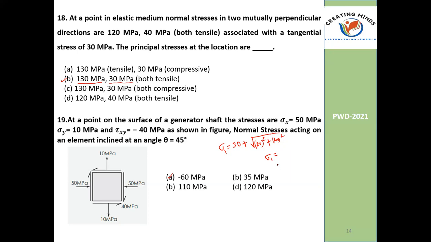That is the major principal stress. Whatever this value is, this is sigma 1. How much are you getting? Similarly, try to determine the sigma 2 value. Sigma 2 is 30 minus the square root of 20 square plus 40 square. You are getting sigma 2. That is the major principal stress and minor principal stress.